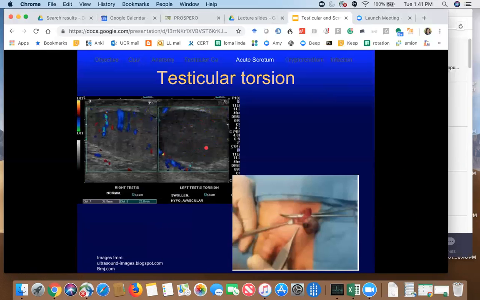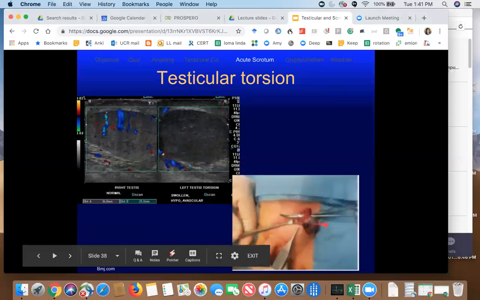And what else do you notice about the testicle? We said no flow. It's darker, it's hypoechoic. And what's the third observation about this testicle that's not normal? What about size? It's swollen. It's bigger, right? If you measured it, the testicle is larger than the right side. So these are all signs. You don't always have all of them, but the more positive signs you have, the more likely the patient will have torsion.